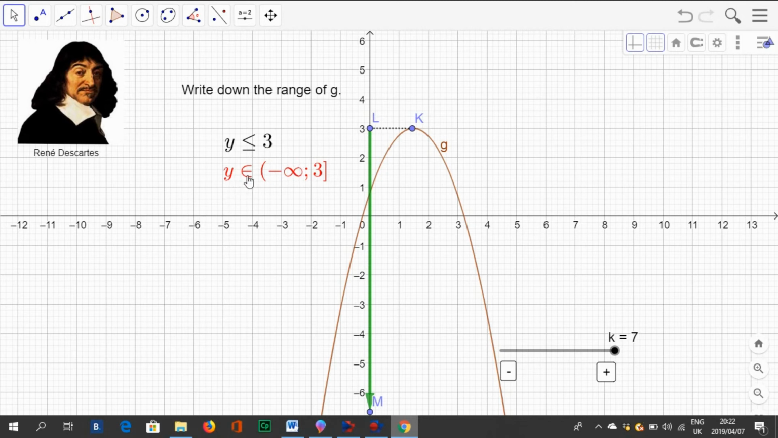But we can also write it as y is an element of, we start from minus infinity from the bottom and we go up to 3, and look at the square bracket to show that 3 is included as part of the solution. Once you are able to write this, it's a very good start, and with the domain and the range, which is very common when dealing with graphs, it will become quite easy to understand and to use these intervals.